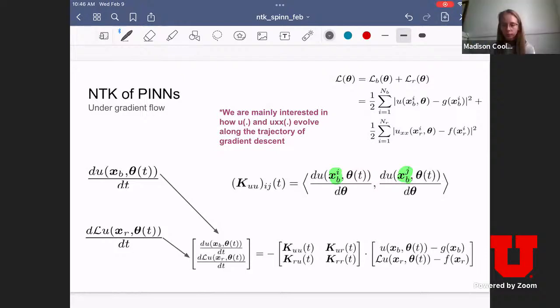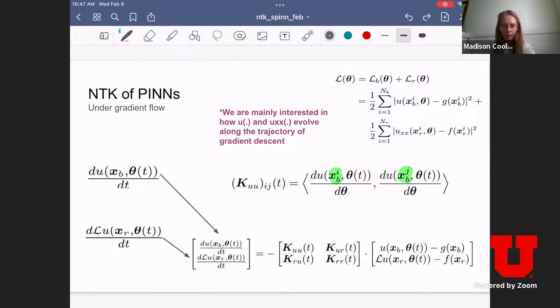Yes. And a similar definition applies to KUR, KRU, and KRR, right? Yeah. Shall we call this NTK as well? So they call it the NTK of PINNs. It's actually the gradient of the neural network's output rather than the loss of the neural network. Right.